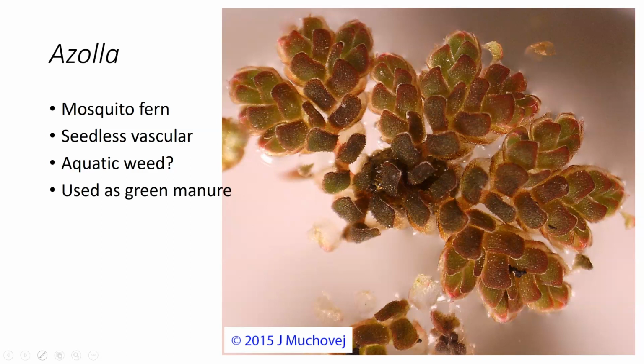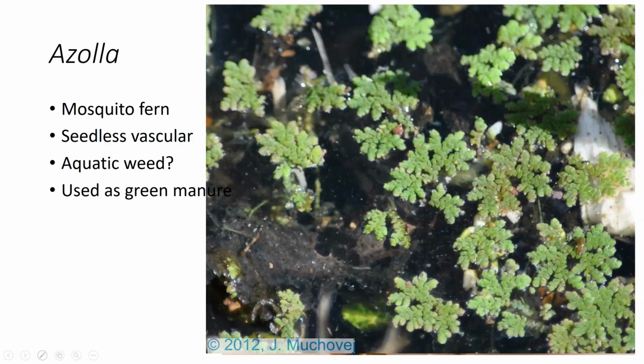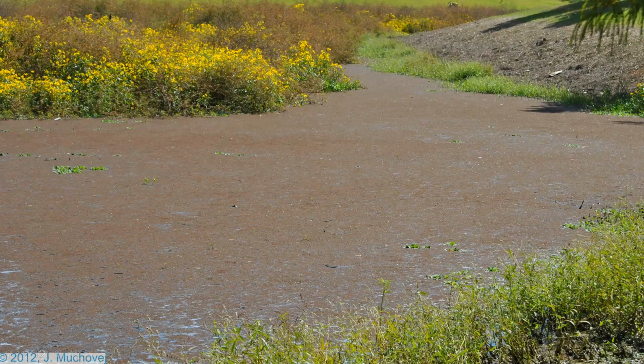This is a close-up picture of an Azolla plant. You can see the individual fronds that are coming out. This is a picture of a group of Azolla plants. Here is a picture of a pond covered by Azolla. Note the reddish-brown color. This is a mat of Azolla plants covering much of the lake.